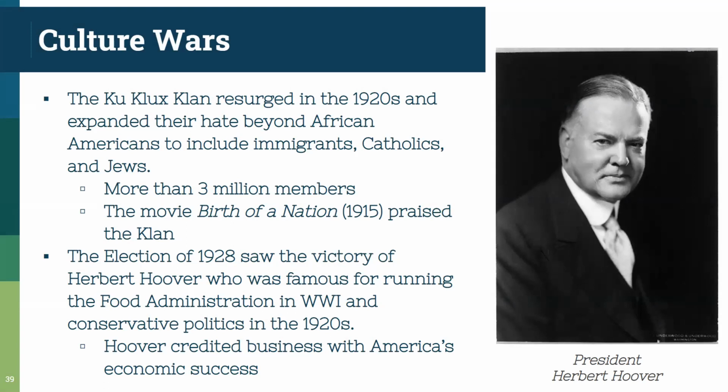Another major issue we see in the 1920s is with the increase of the Ku Klux Klan. We had talked about them before with the end of Reconstruction. They had actually gone dormant and fell away for quite a while. When in the 1920s, with this growth of anti-immigrant and anti-radicalism, the Ku Klux Klan increases, draws more members, and begins to hate more people, not just African Americans, but also immigrants, Catholics, and Jews, and eventually rises to over 3 million members.